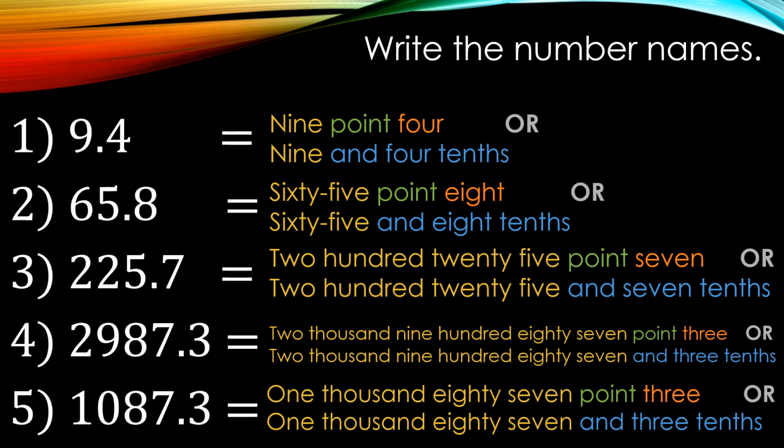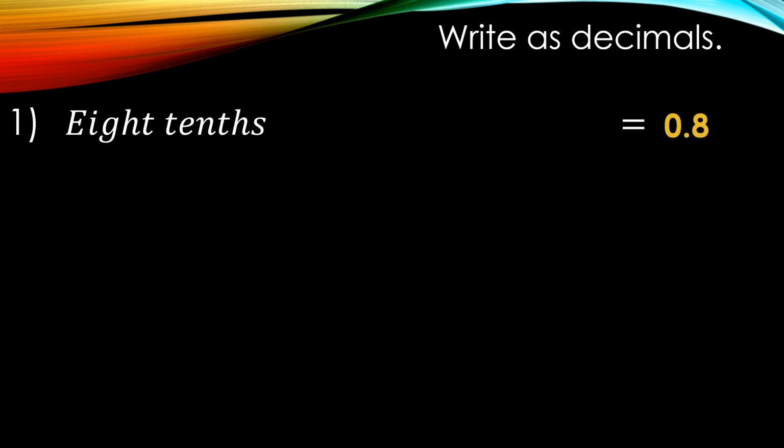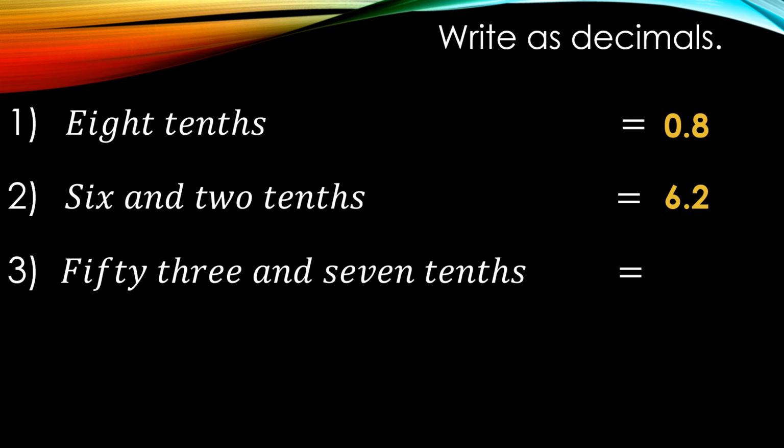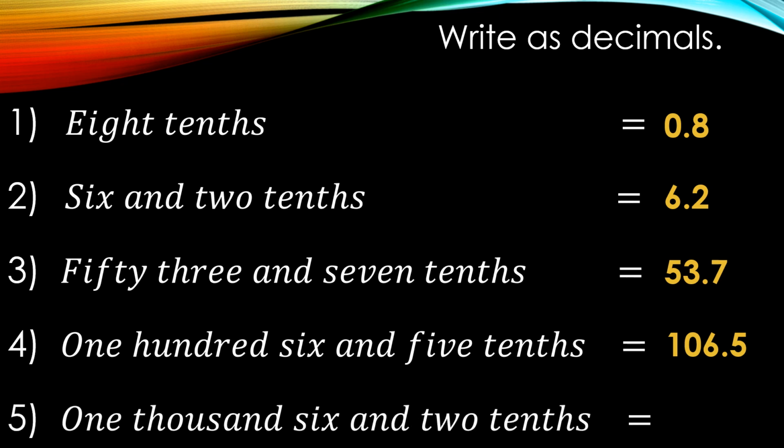Let's solve one more question. Write as decimals. Question number 1. 8/10 and the answer is 0.8. Question number 2. 6 and 2/10 and the answer is 6.2. Question number 3. 53 and 7/10 and the answer is 53.7. Question number 4. 106 and 5/10 and the answer is 106.5. Question number 5. 1006 and 2/10 and the answer is 1006.2.